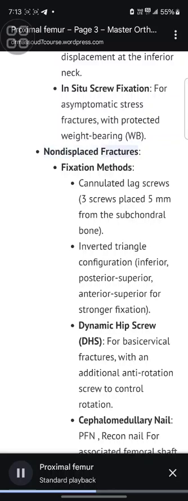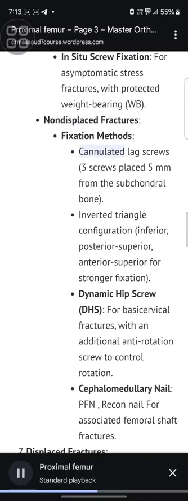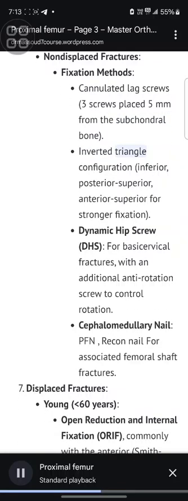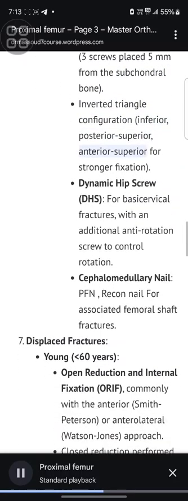Non-displaced fractures. Fixation methods. Cannulated lag screws. 3 screws placed 5 mm from the subchondral bone. Inverted triangle configuration. Inferior, posterior superior, anterior superior for stronger fixation.